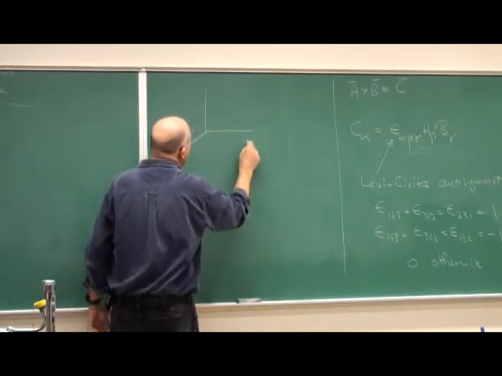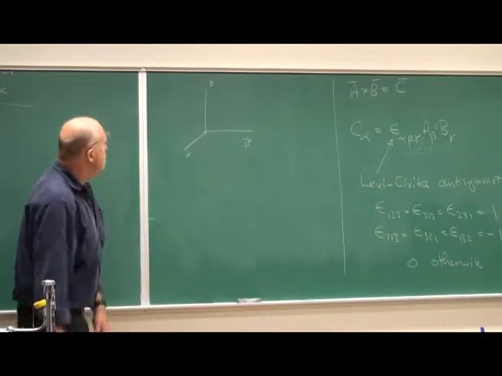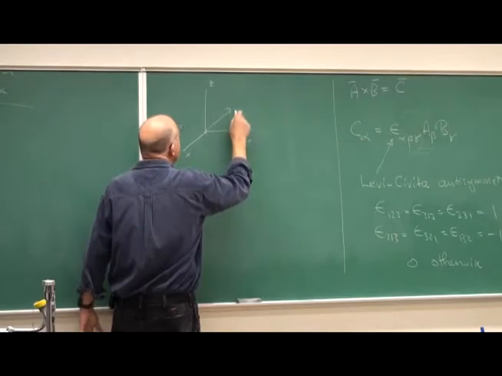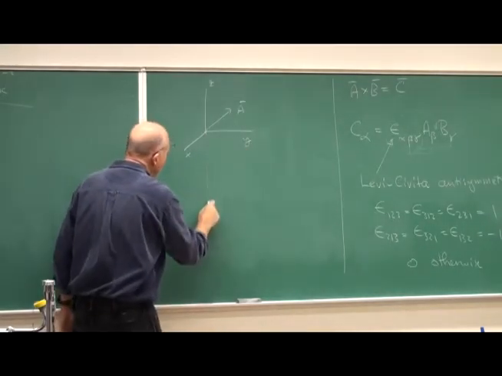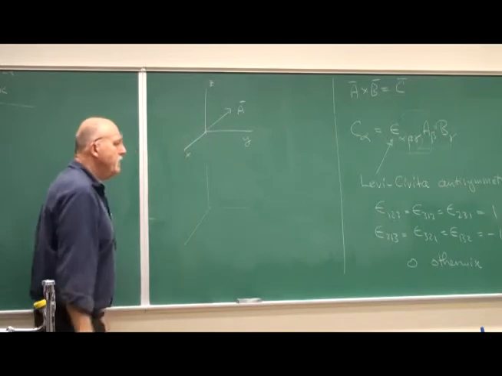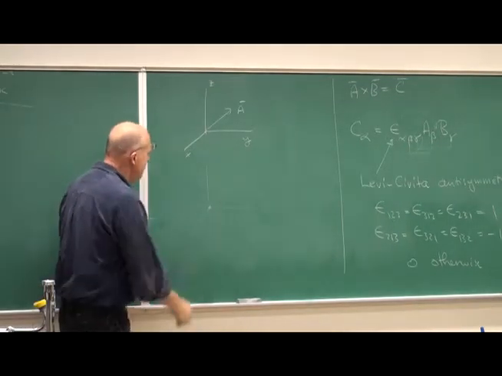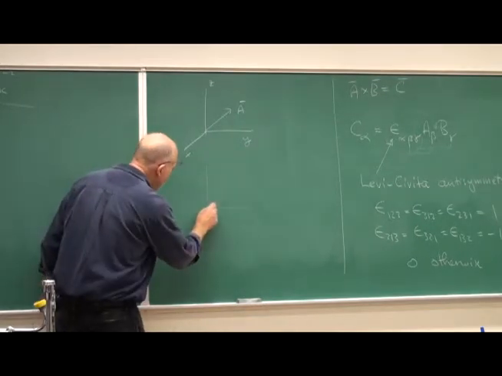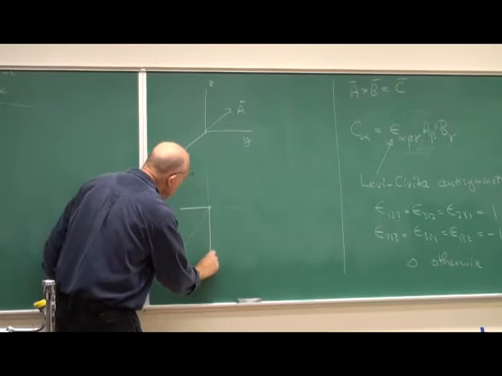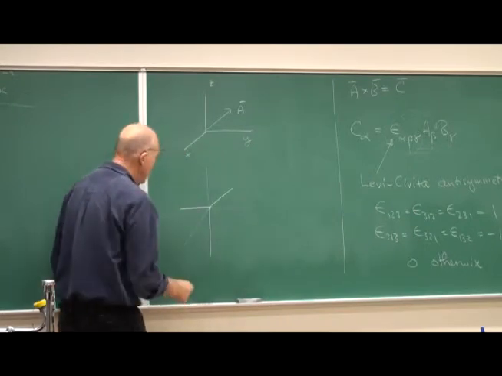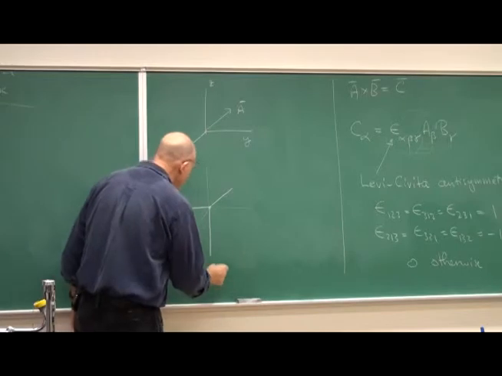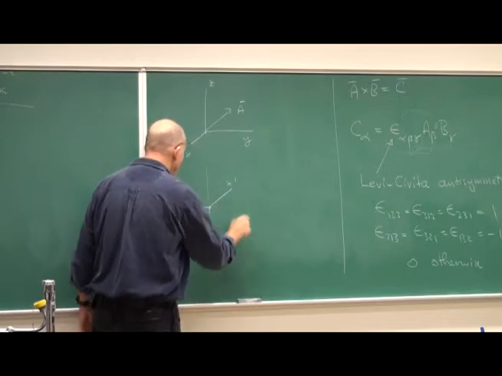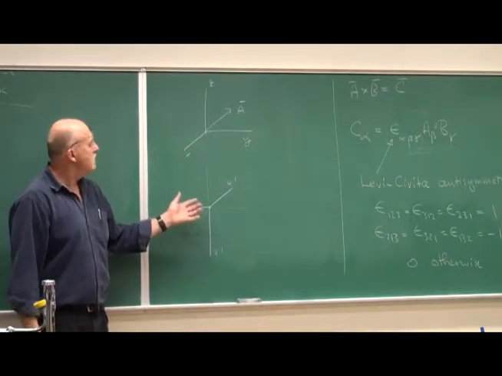So x, y, z. So this is a usual coordinate system. And suppose I have some vector in here, A. And then I invert the coordinate system. And by inversion, I mean I take each axis and I reflect it through the origin. So I'm going at an axis here, and an axis here, and an axis here. Okay? So this is going to be y prime, and this is going to be z prime, and this will be x prime. Okay? So just a new coordinate system.